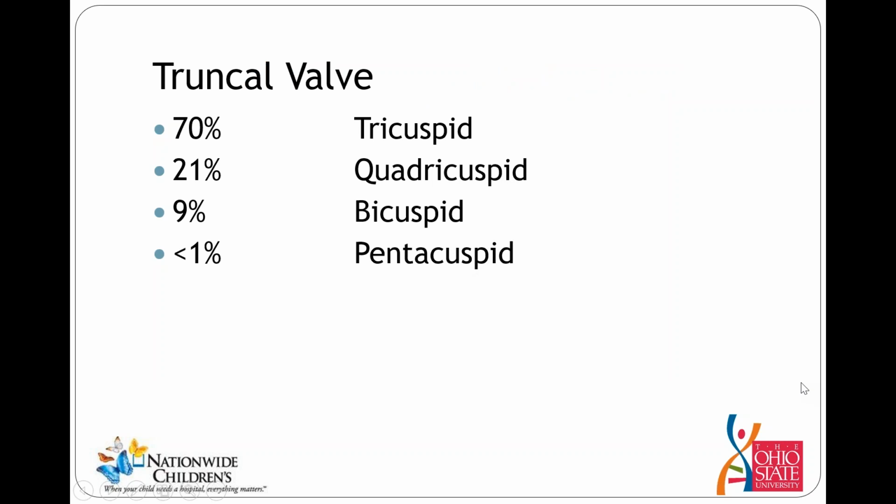I will just briefly mention that the truncal valve is usually tricuspid, which I find interesting and I've never been able to reconcile. There's got to be some different kind of embryologic basis for that valve, but it's most often tricuspid. I have not seen a 6 leaflet one, but I have seen a pentacuspid one, which is pretty rare.